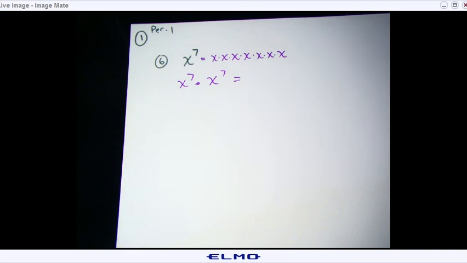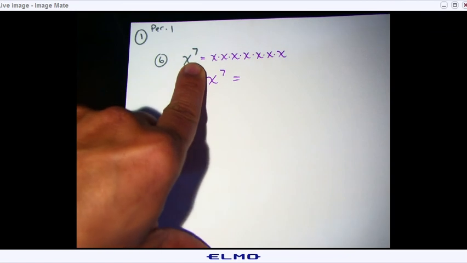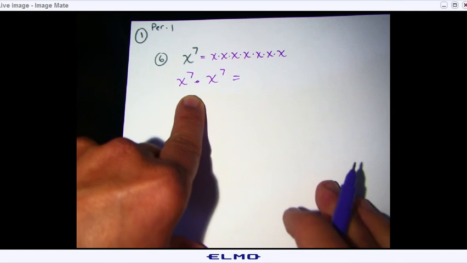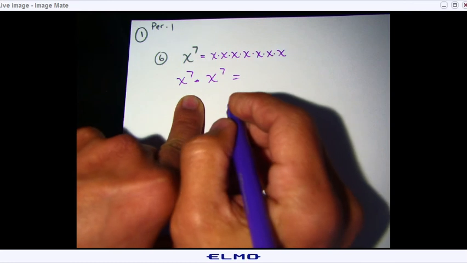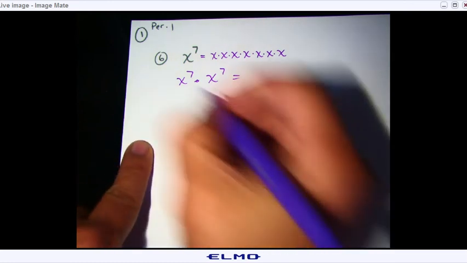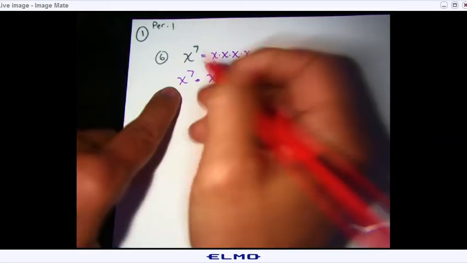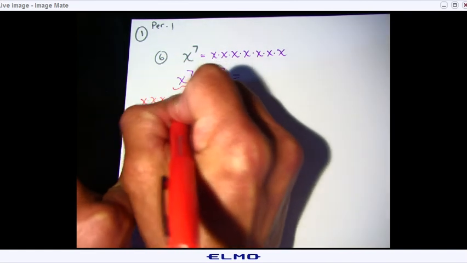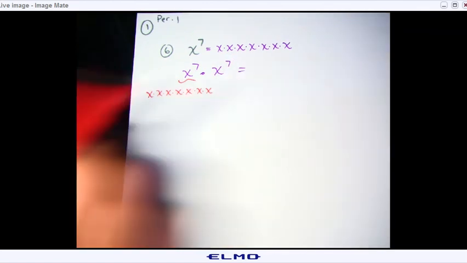So here we have x to the power of 7. Remember, that means you're multiplying x by itself 7 times. x times x times x times x times x times x, right? But what if we multiply x to the 7 times x to the 7? What does that mean? Well, that's x times x times x. So we're going to break it down so you could see it. Look, x to the 7 is x times x times x times x times x times x times x, right? That's x to the 7.